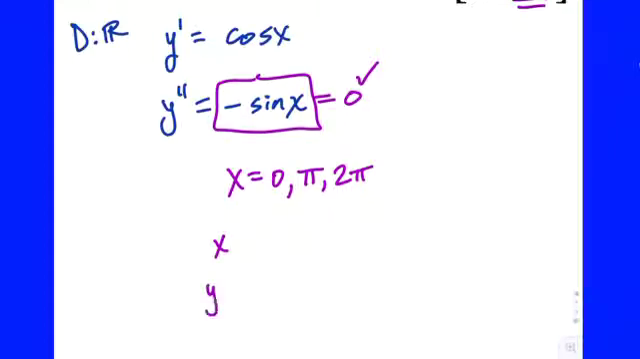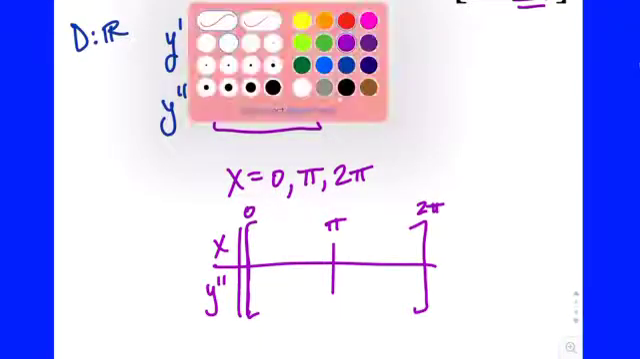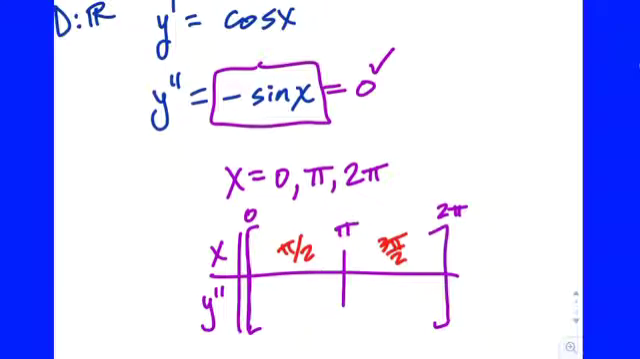So here we go. X and y double prime, or f double prime. And we've got pi essentially. Because remember, we're looking on the closed interval from 0 to 2 pi. So we don't look to the left of 0 or to the right of 2 pi. So now we just pick some numbers between 0 and pi, like pi halves, and 3 pi halves. All right, let's get the sine.